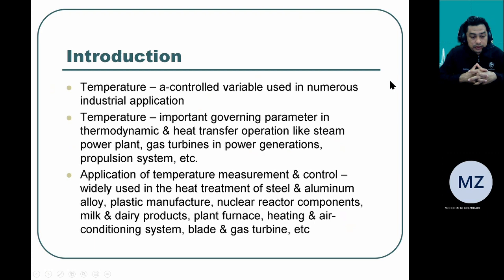As an introduction, temperature is a variable that we measure. It can be a control variable as well, and it is used in many, many applications. It's very important in engineering, basically. We use it as a governing parameter that can govern a few parameters. In the parameters we have a lot of variables, as we mentioned in the previous topic. A parameter is the combination of a few variables, and for some applications, in a parameter there is a temperature variable that is very important for that parameter.